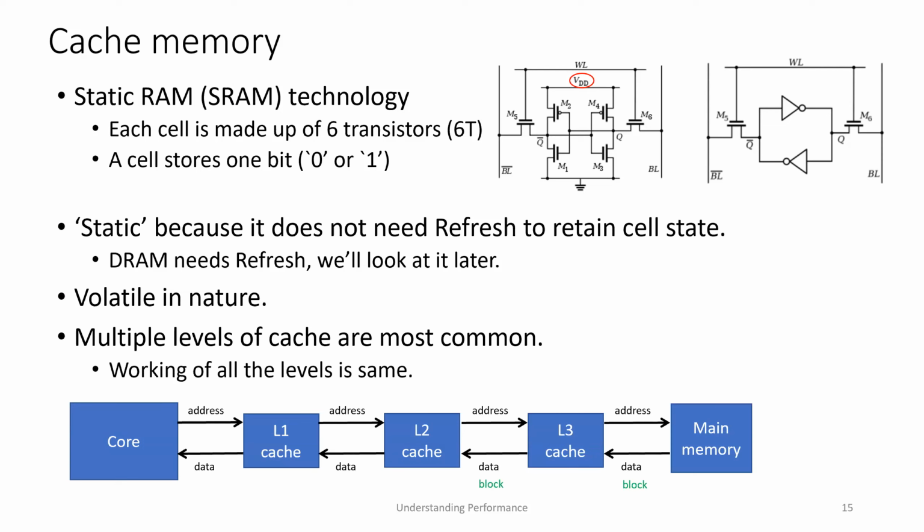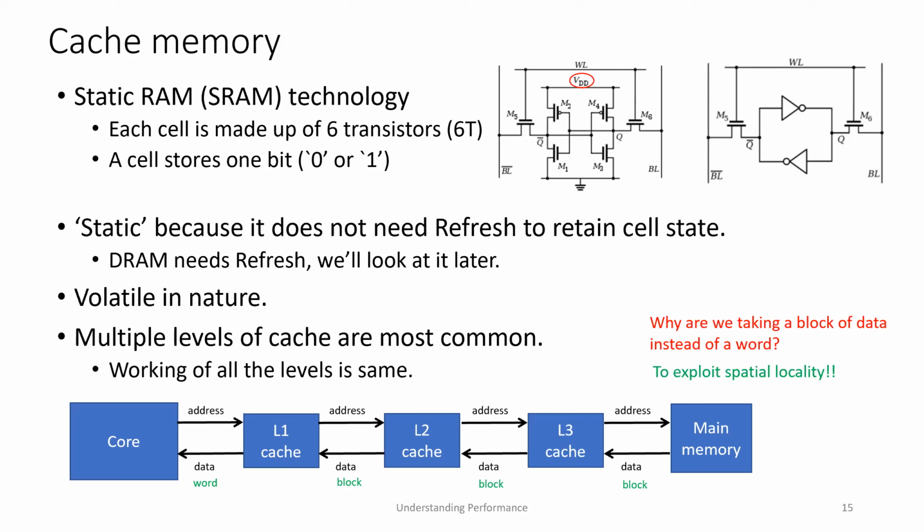And now the data transfer between the cache levels is at block level, and between the processor and the L1 is at word level. Typically word is 4 bytes or 8 bytes. So that is the size of your typical integer or float variable, right? So that is the access granularity between L1 and processor.